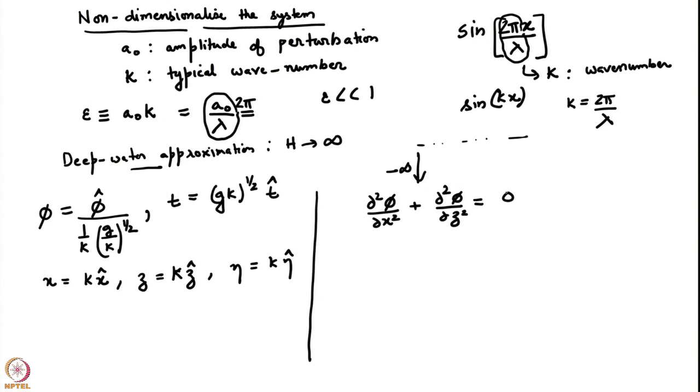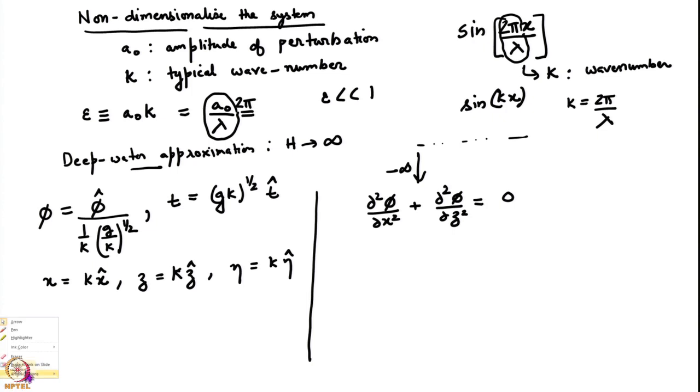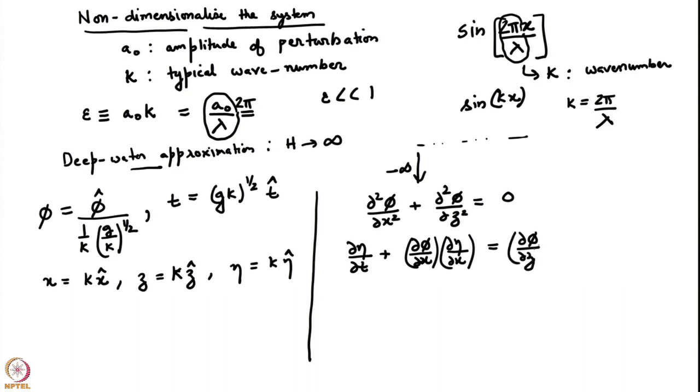Then we will have the kinematic boundary condition. You can check once again. So, the kinematic boundary condition is this, and I do not have those del by del y terms. You can non-dimensionalize the three terms, the first term, the second term and the third term, using the scales that I have provided here. Once you do that, again with a little bit of algebra, it is very easy to show that the form of the equation remains the same. So, you will just have del eta by del t plus del phi by del x times del eta by del x equal to del phi by del z, and all this is applied at z equal to eta.